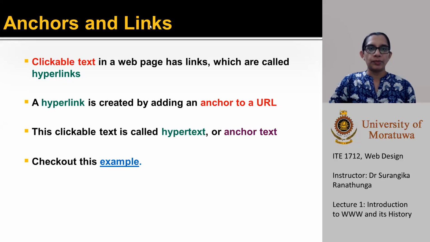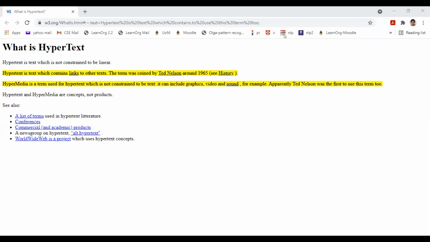Clickable text in a web page has links, which are called hyperlinks. A hyperlink is created by adding an anchor to a URL. This clickable text is called hypertext or anchor text. If we refer to this example, this is the clickable text. When I bring my mouse pointer over the clickable text, you can see a URL at the bottom left corner.